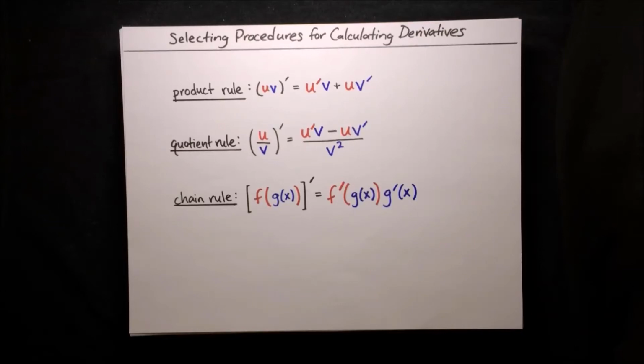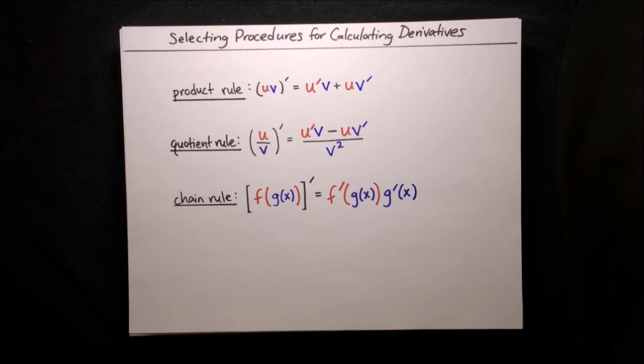In this video, I'm going to show you how to select procedures for calculating derivatives. We've got several rules at our disposal here: the product rule, the quotient rule, and the chain rule. And often when calculating derivatives, we have to choose between these rules or decide to use a combination of them. So in this lesson, we're going to practice figuring out how to differentiate an expression using some combination of these rules. Before we get started, let's just briefly review these rules.